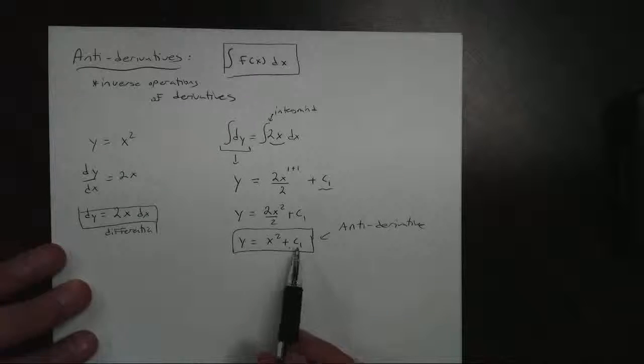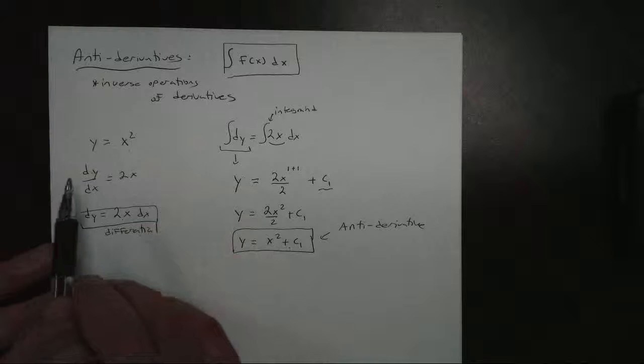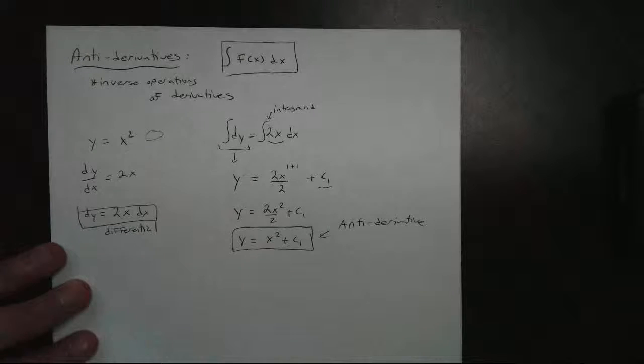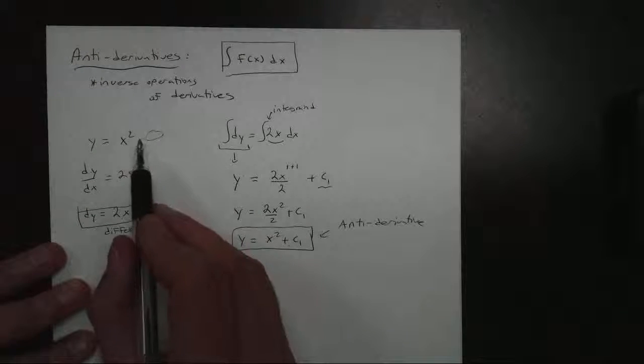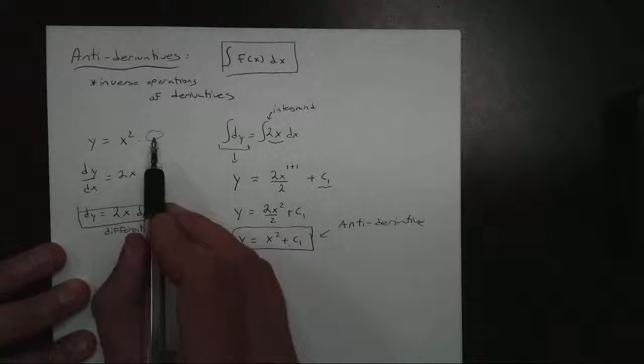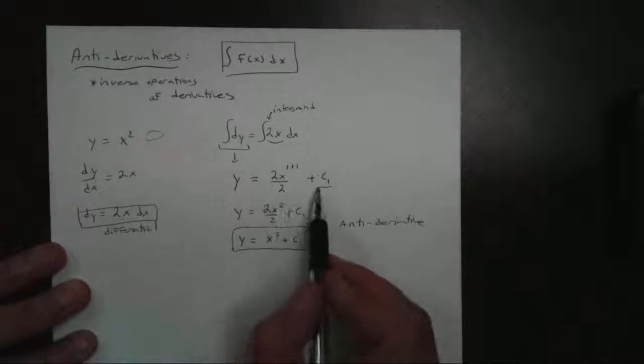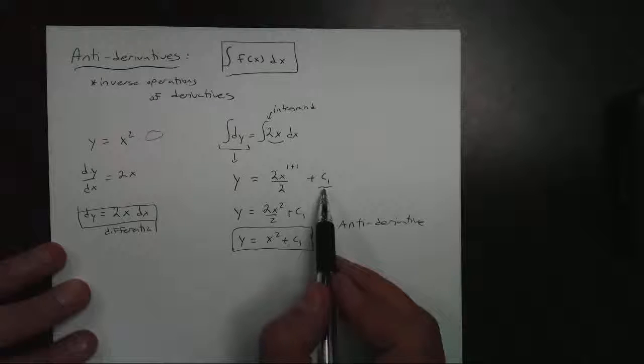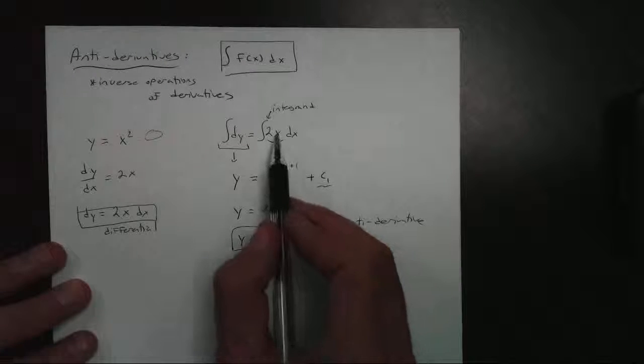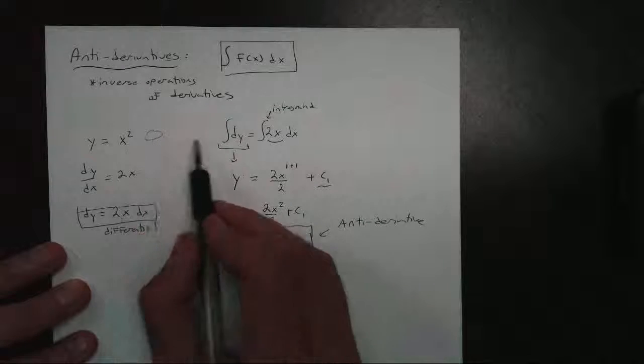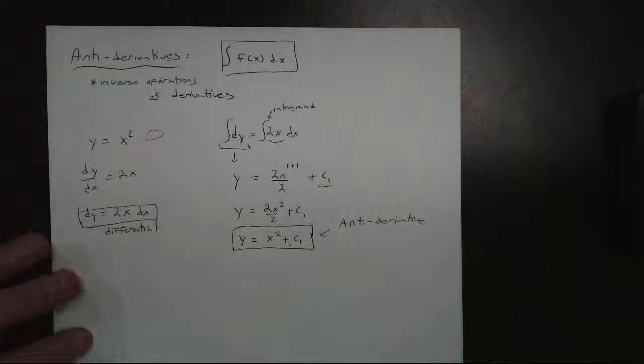Now, what is c1? Well, remember, my original function was y equals x squared. But could there have been a constant here? Yeah, it could have been like plus 3. Well, if it was plus 3, the derivative is 0. So we put this constant here because we don't know if there was a constant or not, because when we take its derivative, we're going to get just 0. So that's why we have that constant here.